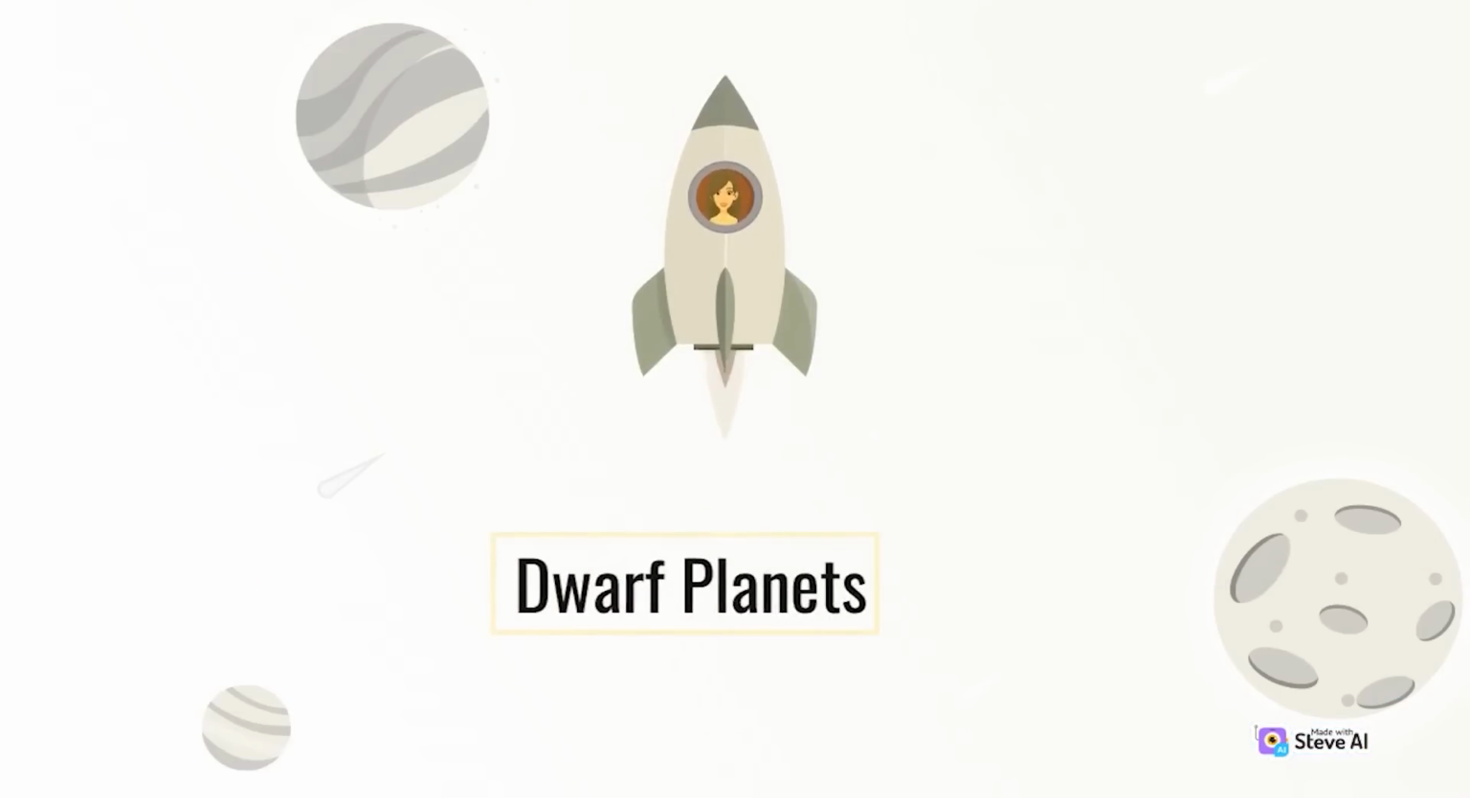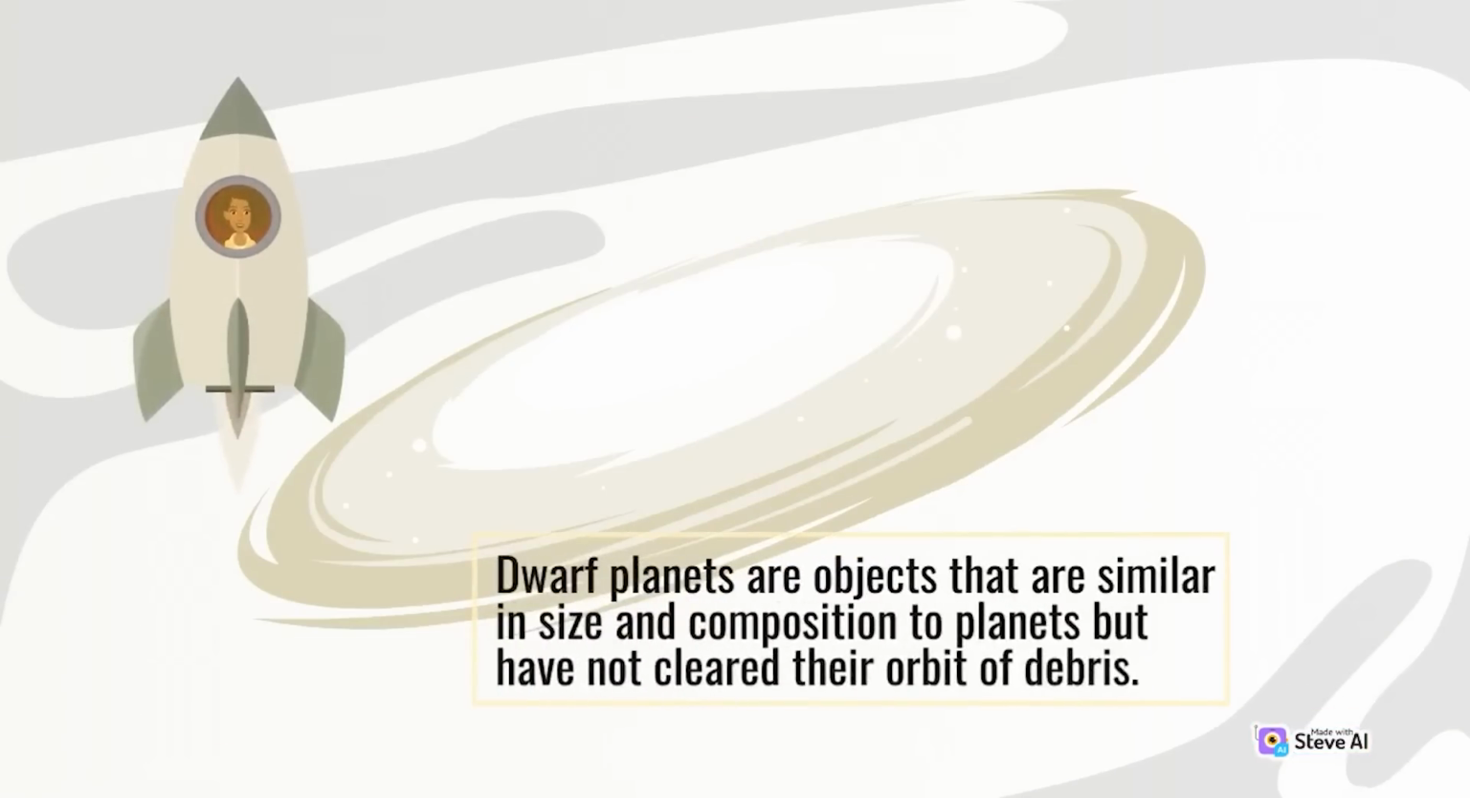Dwarf planets. Dwarf planets are objects that are similar in size and composition to planets but have not cleared their orbit of debris.